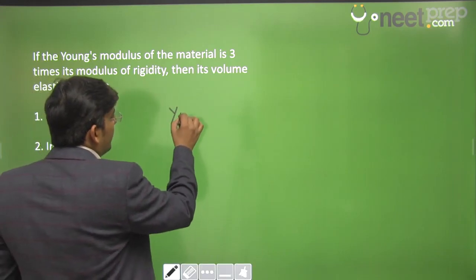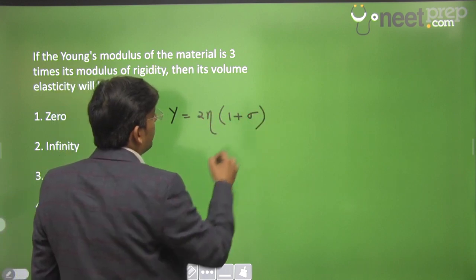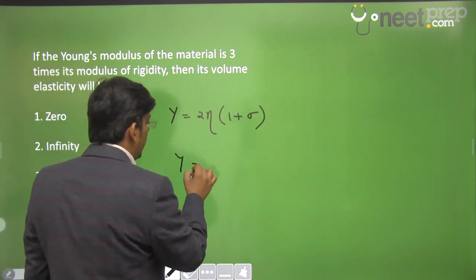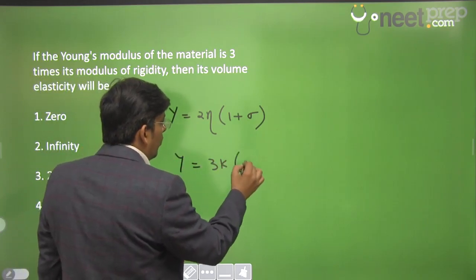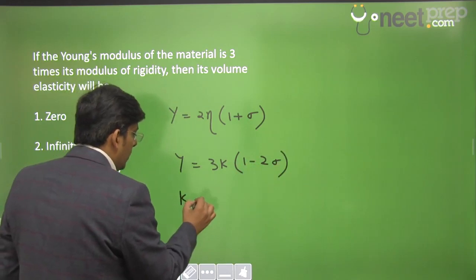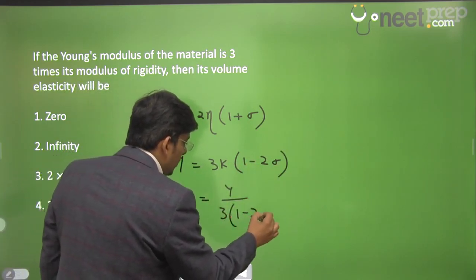So we know that y is equal to 2 eta into 1 plus sigma. These are the fact based formula. You have to learn these formula, dear students. And also we know that y is equal to 3 times bulk modulus into 1 minus 2 times sigma. We are asked to calculate bulk modulus. So this is y by 3 into 1 minus 2 sigma.